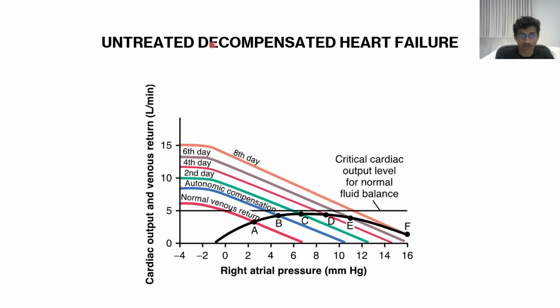Now, when it comes to untreated decompensated heart failure, like we said, we can treat it with digitalis, for example. If we don't treat it, you can see that it will deteriorate. It will become worse day by day if you don't treat it. Why? Because the reflexes will take a vicious cycle, and the dark side of these reflexes will happen, which will cause the heart to deteriorate even more. And it never meets the 5 liters per minute.